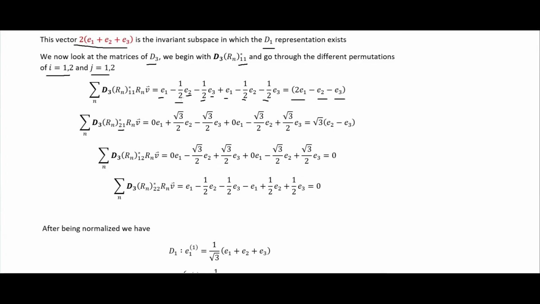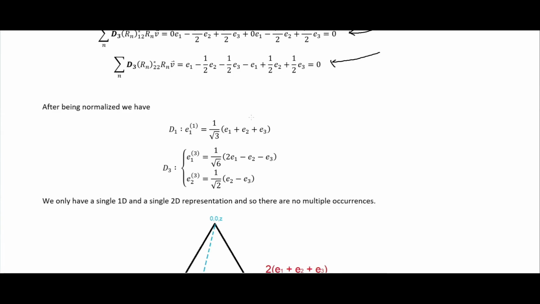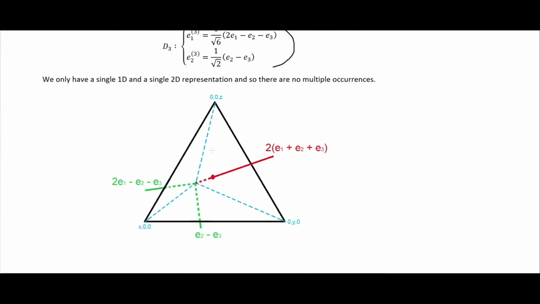And so for the 1, 1, we get this 2E1 minus E2 minus E3. For the 2, 1, we get this square root of 3 times (E2 minus E3). And then for the other 2, we actually just get 0 here. So after being normalized, we end up with these bases here, which we can write like this.